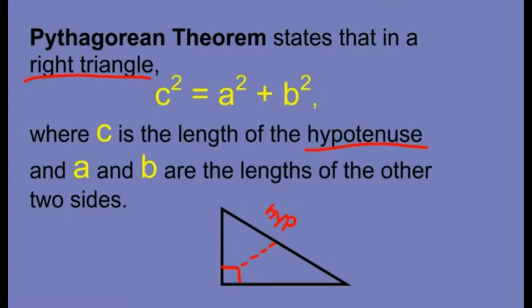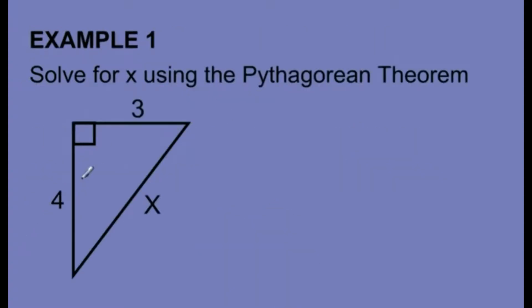Now, if I wanted to label this as my a, b, and c, I know c is the hypotenuse and a and b are the other two sides. It doesn't matter which one you label as a or which one you label as b, as long as you have that c as the hypotenuse. That's the important one.